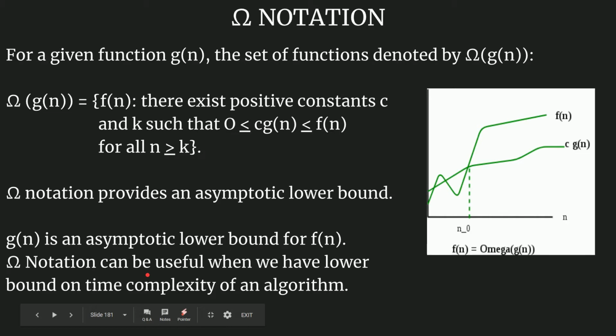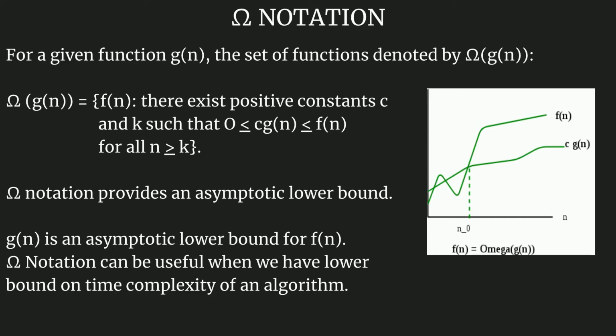The next notation is the omega notation. For a function g of n, the omega of g of n is denoted by the set of functions f of n, such that there exist positive constants c and k, such that 0 is less than or equal to c into g of n, less than or equal to f of n, for all n values greater than or equal to k. Omega notation provides an asymptotic lower bound, just the opposite of the big O notation. g of n is an asymptotic lower bound for f of n. Omega notation can be useful when we have a lower bound on the time complexity of an algorithm.